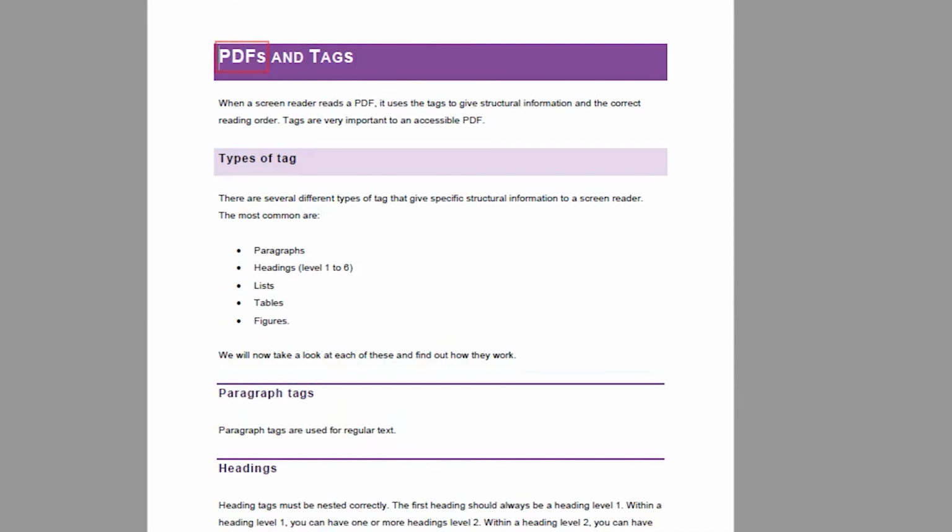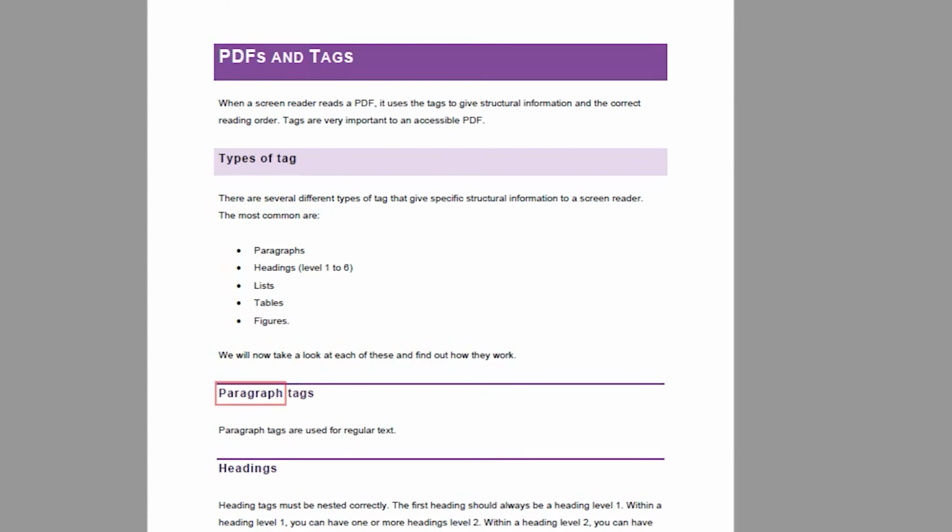Heading Level 1 PDFs and Tags. When a screen reader reads a PDF, it uses the tags to give structural information and the correct reading order. Tags are very important to an accessible PDF. Heading Level 2 Types of Tag. There are several different types of tag that give specific structural information to a screen reader. The most common are. We will now take a look at each of these and find out how they work.